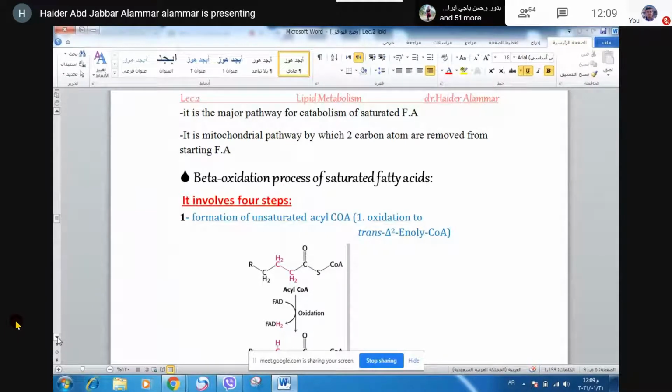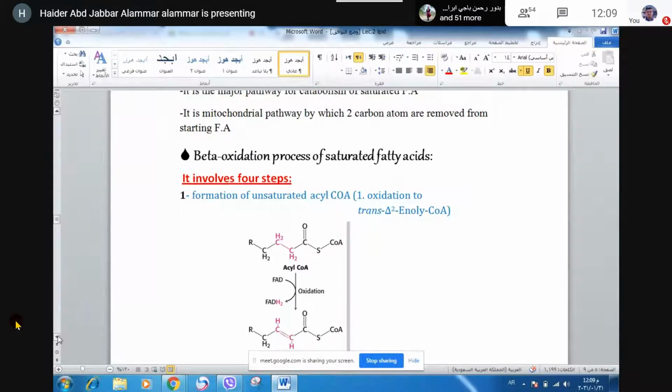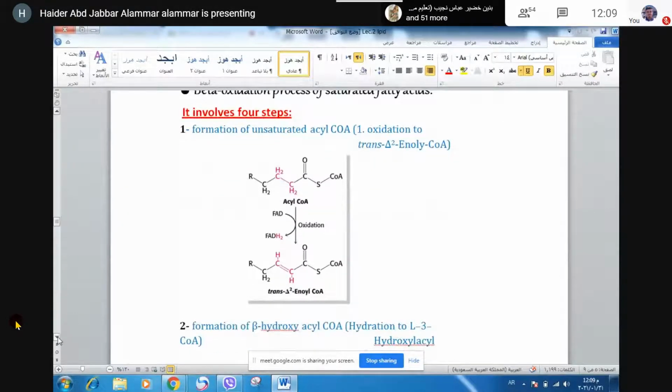Sorry. First of all, as you see here, of course, the equation and the structures for observation, you have to know the name of the activated fatty acid, the name of the reducing equivalent here in the form of FAD and FADH2, the name of the enzymes that catalyze the phase steps, and this for each step.